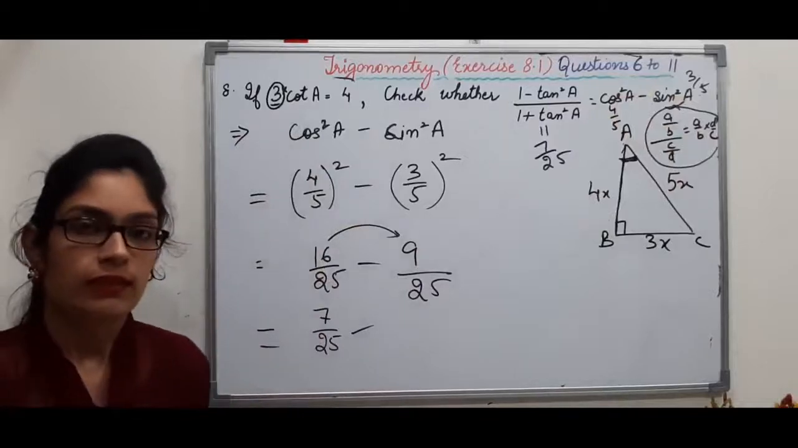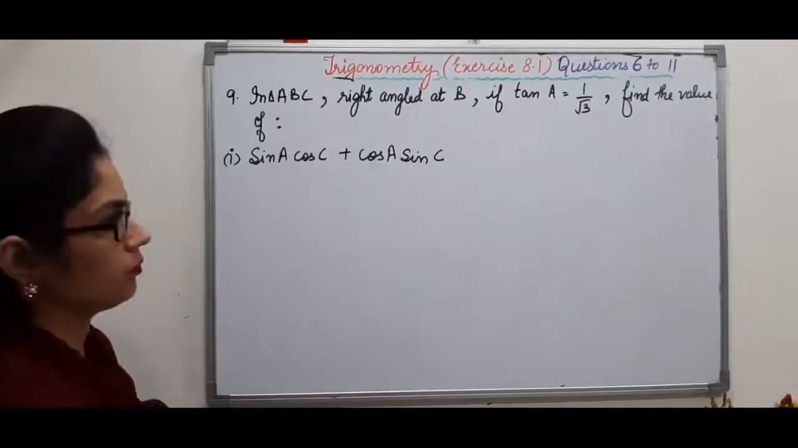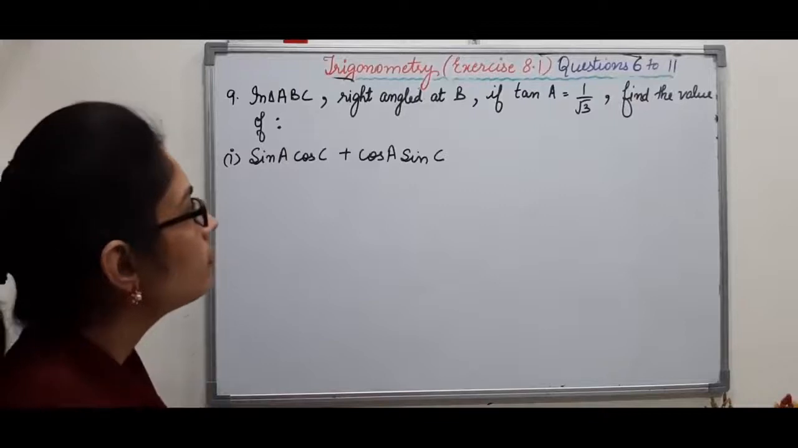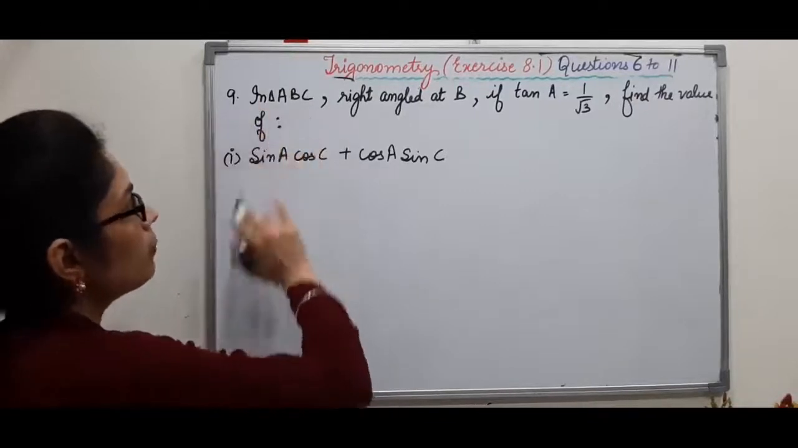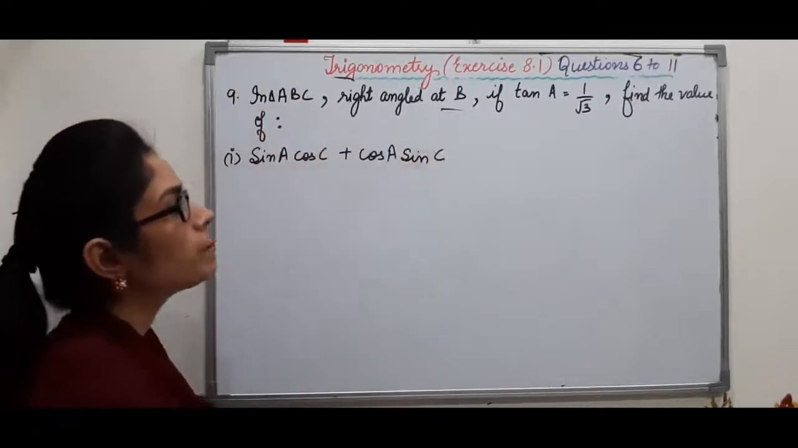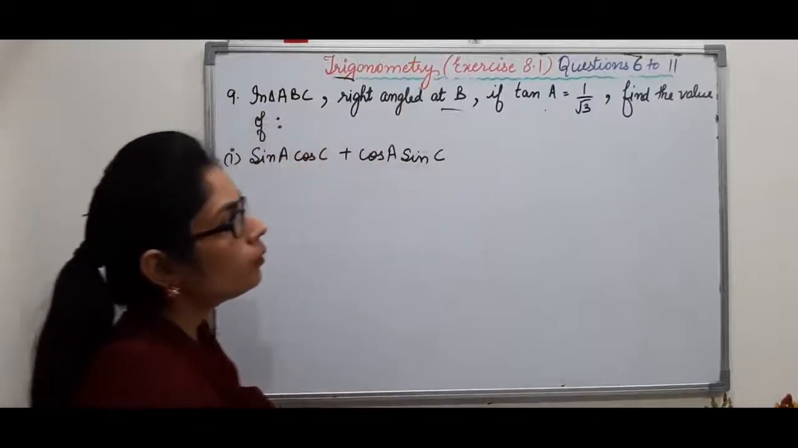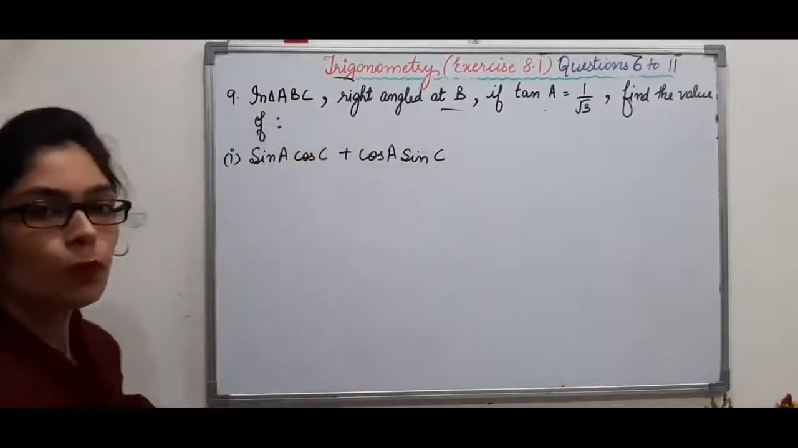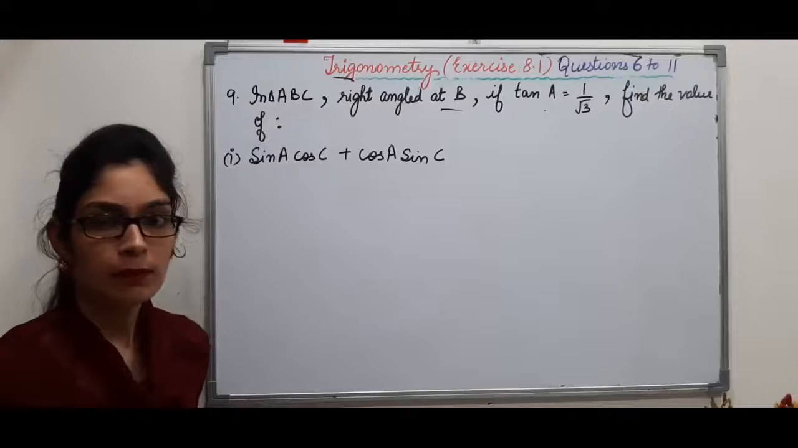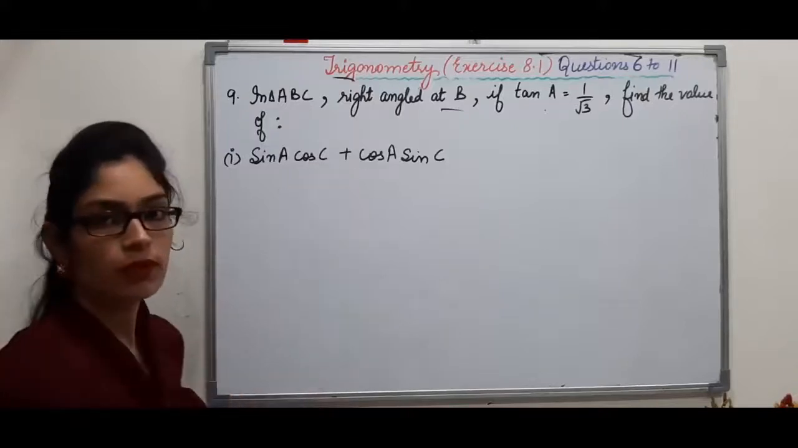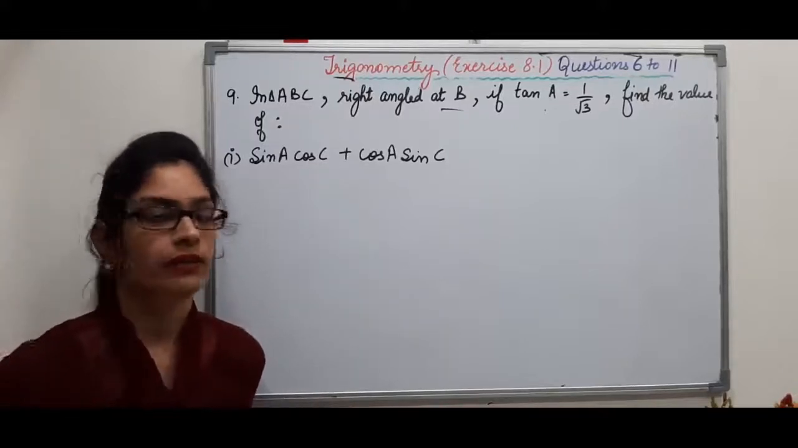Now let's do the next question. In question number 9, it's given in triangle ABC right angled at B, tan A is given to you and you have to find the value of this. See, two parts are there, both the parts are very much similar. One part I'll do along with you and the second part you have to try yourself.